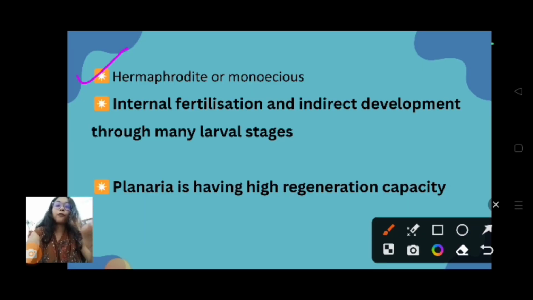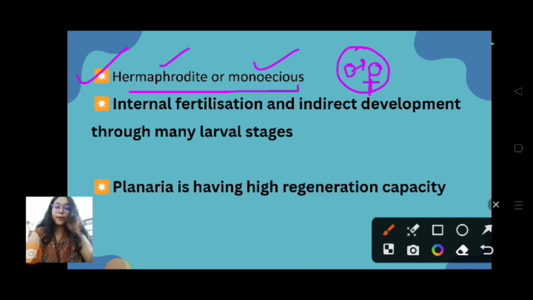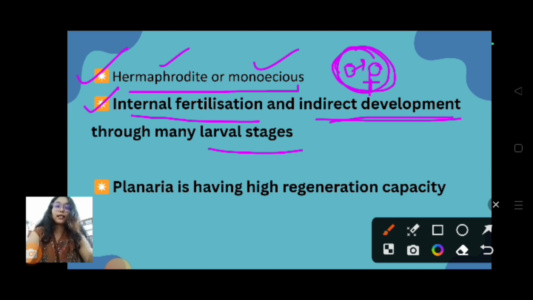They are hermaphrodite or monoecious, meaning sexes are not separate. In a single body, both male and female are present. Therefore, they are known as hermaphrodite, or you can say monoecious. Okay. Then the next point it is saying internal fertilization takes place. Inside the body, the male and female gametes fuse together to undergo fertilization, and you can see indirect development through many larval stages. There is no direct development, there is indirect development in the case of Platyhelminthes. Clear?